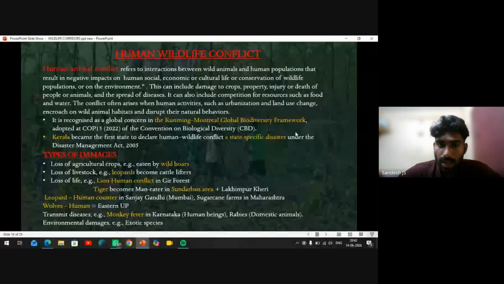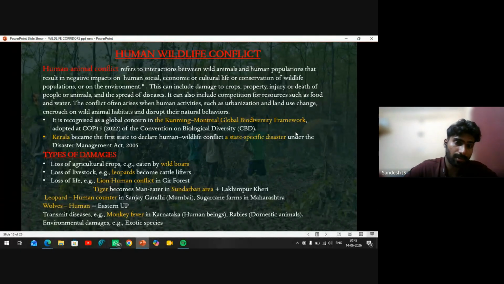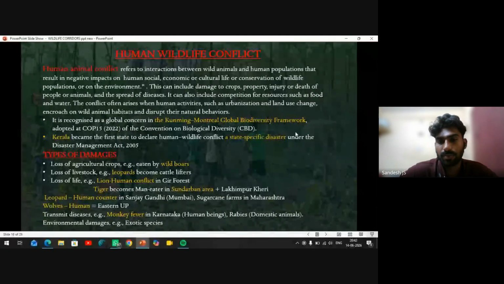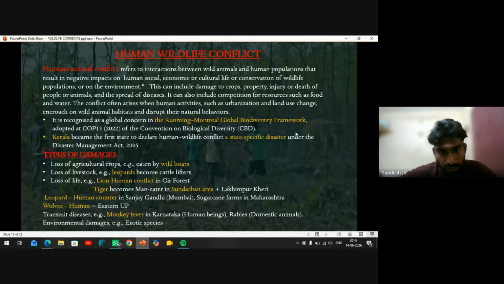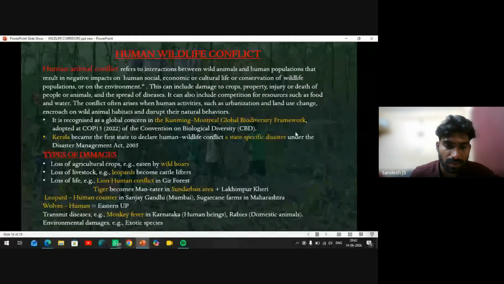What are the types of damage that wildlife conflict causes? The loss of agricultural crops eaten by wild boars. I have just mentioned some wild species only; there are many. The loss of livestock, as leopards become cattle lifters. The loss of life: the lion-human conflict in Gir forest, the famous man-eating tigers in the Sundarbans, leopard-human encounters in Mumbai, wolf-human conflict in eastern UP. And disease too, like Kyasanur forest disease in Karnataka, and rabies, and also exotic species.